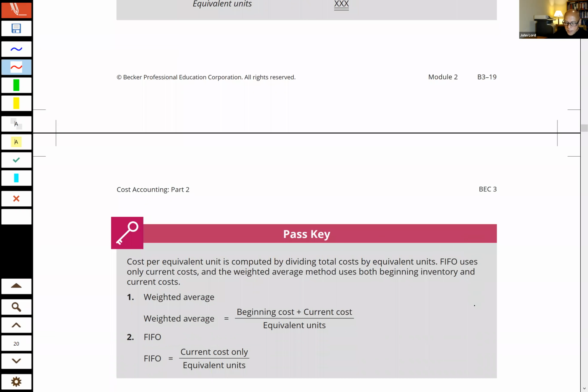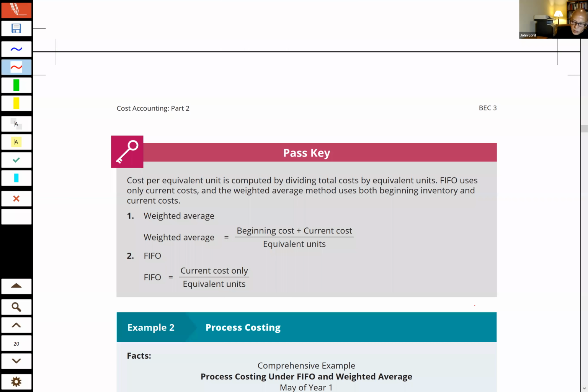This you can flashcard, because this is pretty easy and you just got to do it. For the weighted average, because we're saying we did all the work this period on the beginning inventory, we take the cost of beginning inventory and put it in the numerator, plus the current cost, divided by the equivalent units, which you practice with the calculations there. For FIFO, it's current cost only divided by the equivalent units.